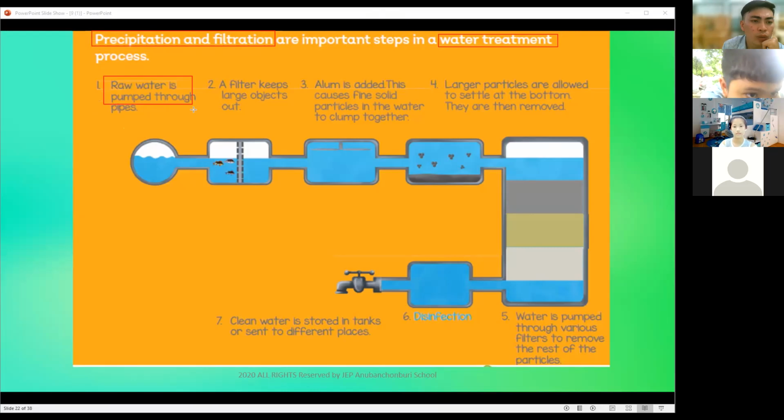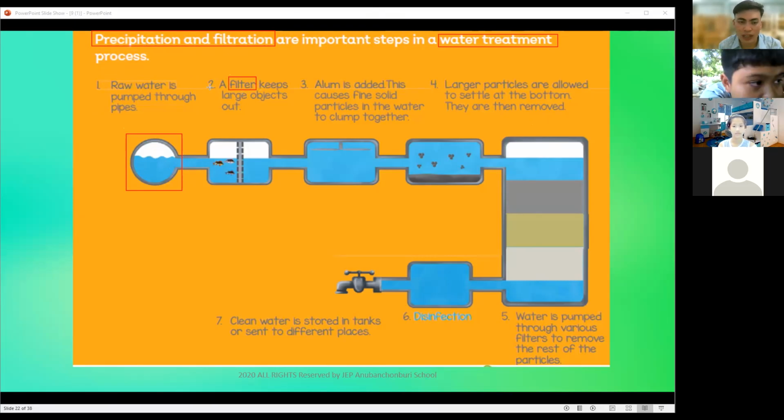Here, the raw water is pumped through the pipes. So this is like the water from, let's say, the bodies of water, let's say a river. So this one is from the river. Now here in number 2, in the second stage, what can you see here?